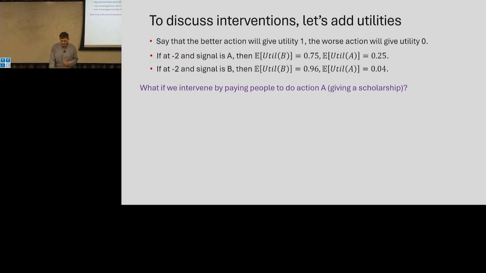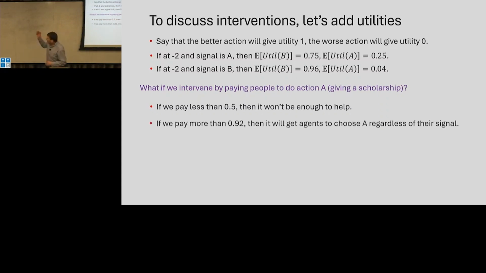So what would happen? So here's, you work out. If the scholarship is less than 0.5, it's not going to be enough to help. They're still going to be stuck there because less than 0.5 is not enough to raise the expected utility of A above utility of B. Okay, great. If we pay more than 0.92, then it will actually get agents to choose A regardless of their signal. So people will go to college if you basically, in this view, pay them to do it.